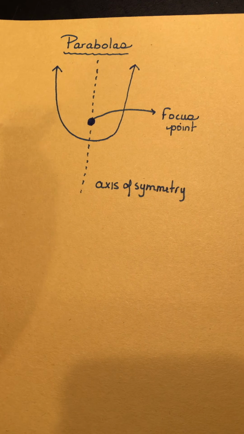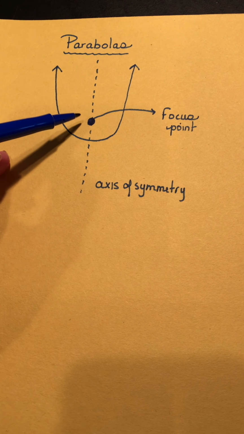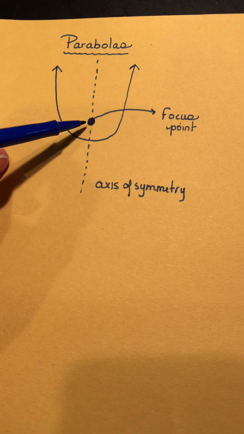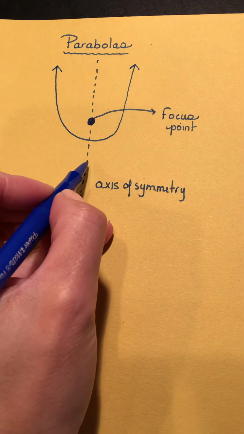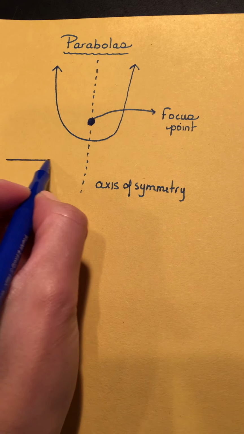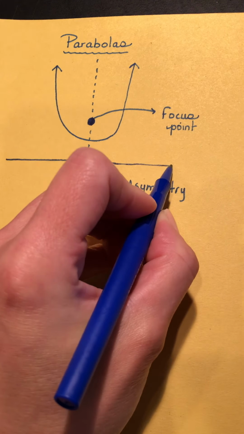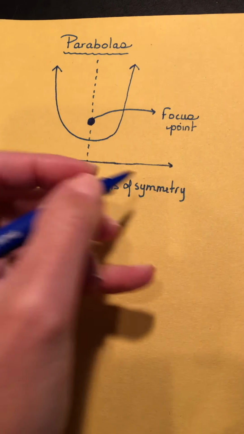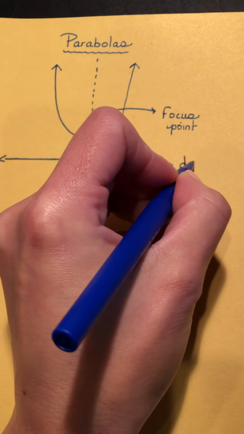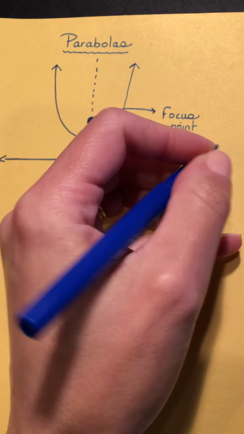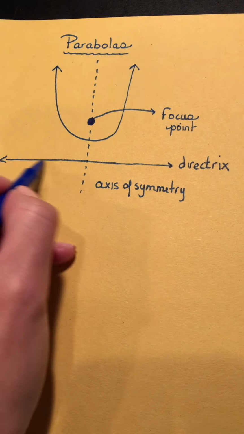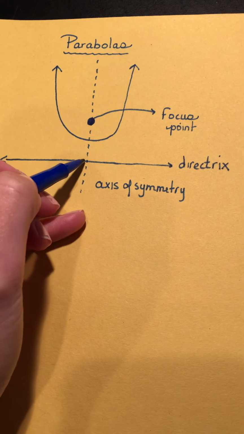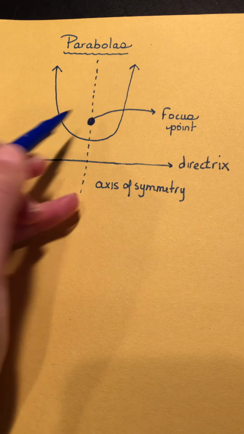exactly. Now, what's magical and special about this focus point is that it is equidistant from the parabola, and a new concept, a new line that you have also not learned about called the directrix. And you might be thinking, who comes up with these names, right? The directrix. And the directrix is actually a line that is equidistant from the parabola and the focus point.